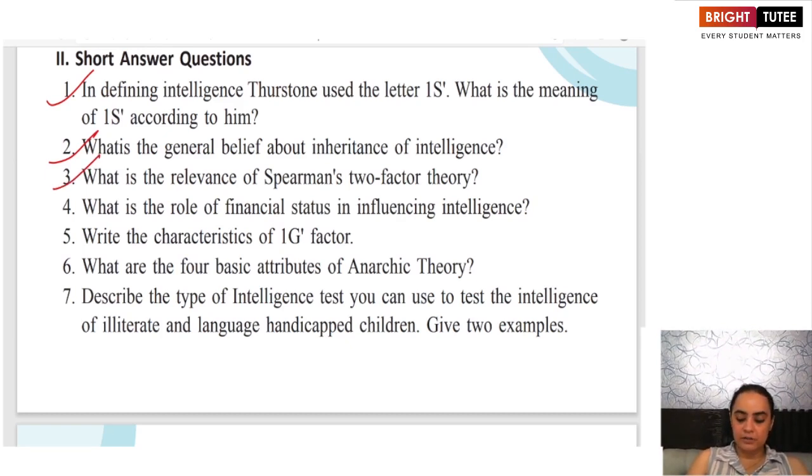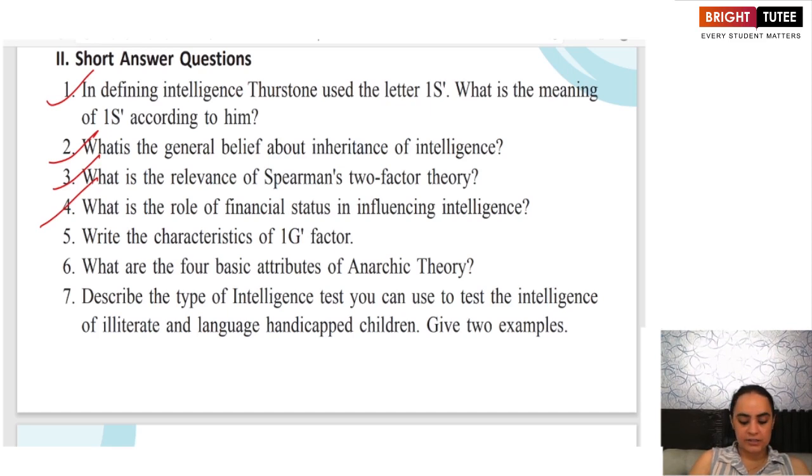What is the relevance of the Spearman's two-factor theory? So Spearman's two-factor theory is more relevant and accepted as compared to the earlier theories given by the other psychologists. Because according to this theory, it specifies that everybody has an average intelligence, that is the general factor, and on the basis of how well you are able to acquire new skills, your specific factor will keep on adding to your intelligence level.